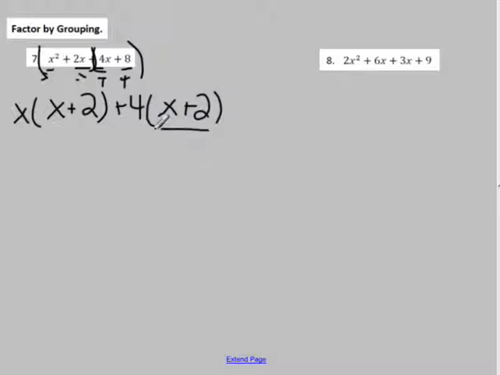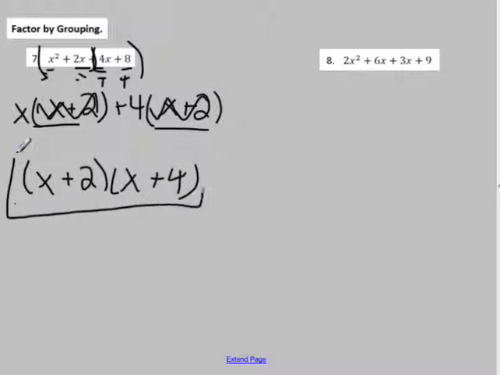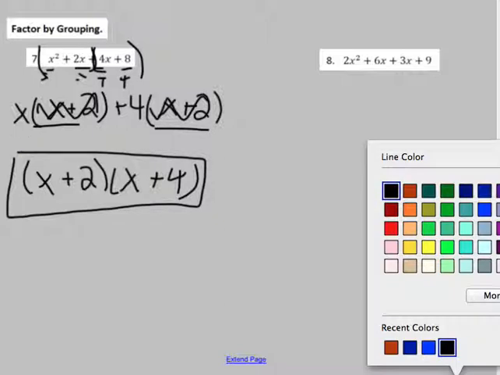So now if you look, my leftover parentheses are matching. So I can go ahead and factor out those leftover parentheses. And once I've factored those out, I need to write what's left over, which is going to be x plus 4. So then I have x plus 2 and x plus 4. Next, let's take a look at number 8.